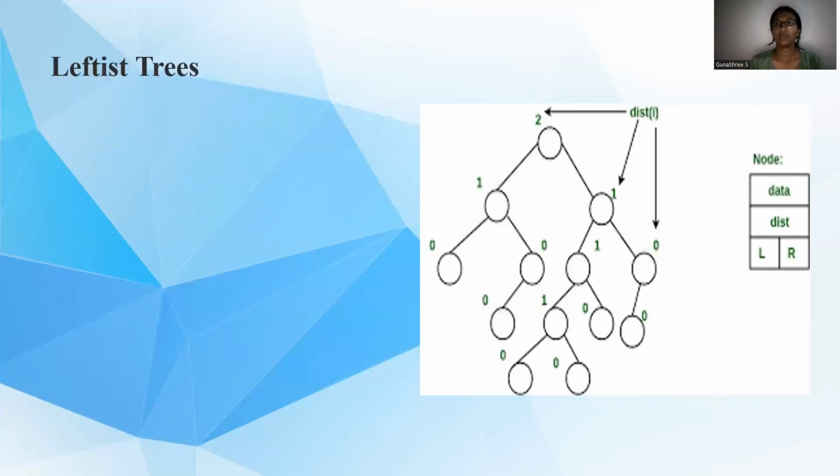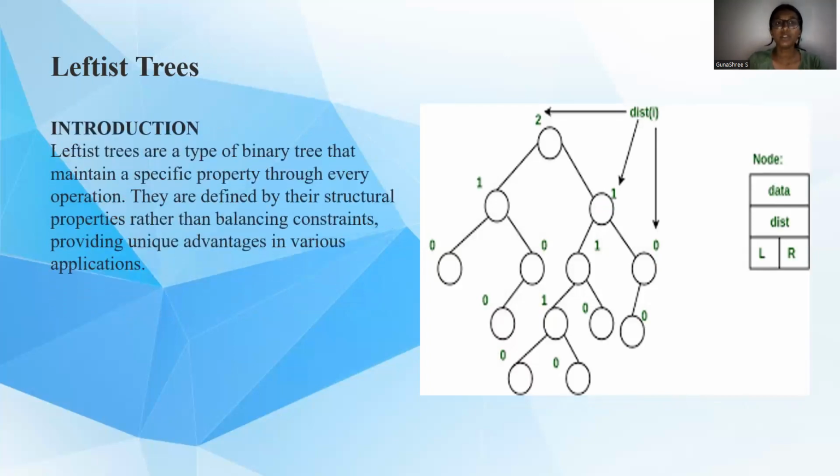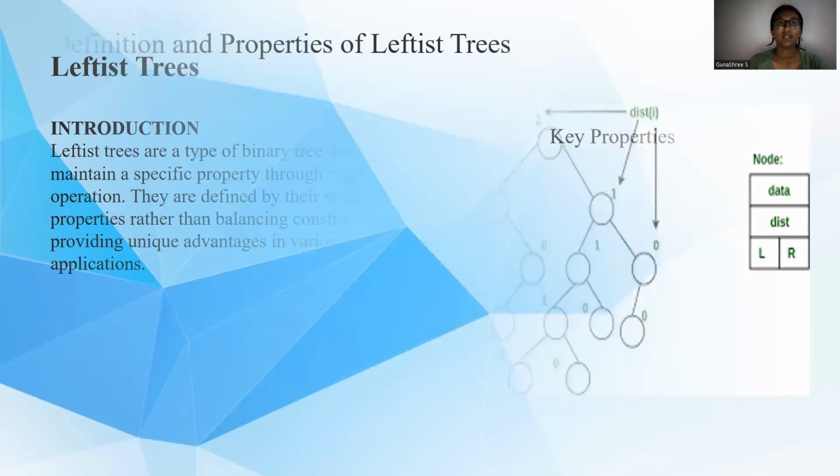Moving on to the second topic, the leftist tree. These are a type of binary tree that maintains a specific property throughout each and every operation. They are defined by the structural property rather than balancing constraints, providing unique advantages in various applications.